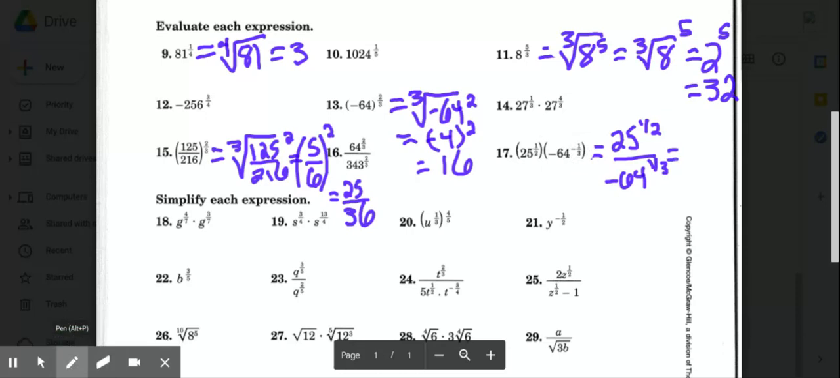Okay, let's rewrite these as radicals. 25 to the 1/2, that's the square root of 25 to the 1st. And negative 64 to the 1/3, that's the cube root of negative 64 to the 1st. Now, the square root of 25, that is no problem. That's just 5. And the cube root of negative 64 is negative 4. So my answer is negative 5/4.